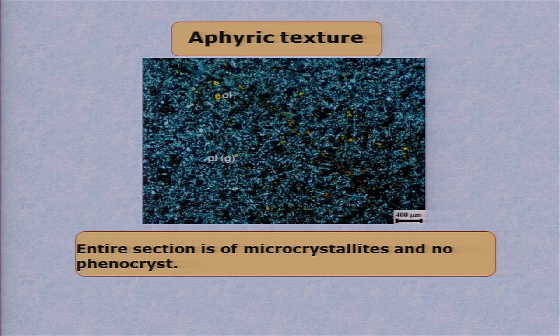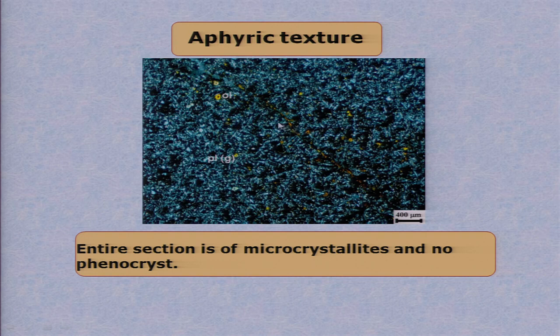Now, how does it look under the microscope? Aphanitic texture, the entire section is microcrystalline. I am citing an example of an East Pacific Rise specimen here. The entire section is microcrystallites and there is no phenocryst. Phenocryst means large size crystals are absent altogether, but the entire mineral assemblage has crystallized as microcrystalline.